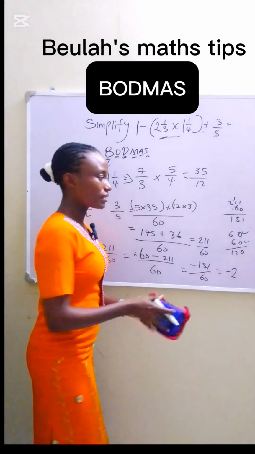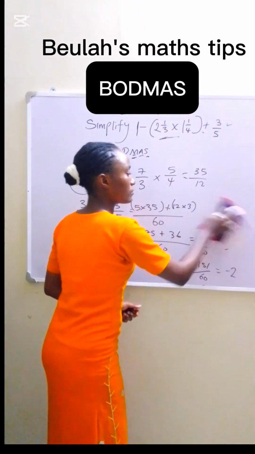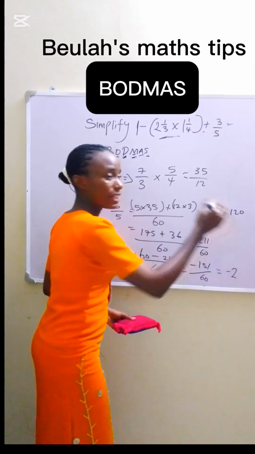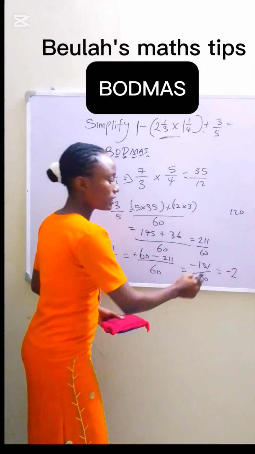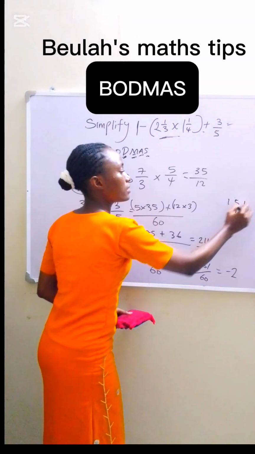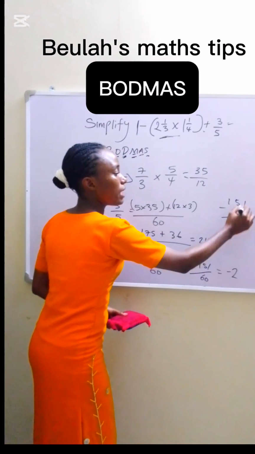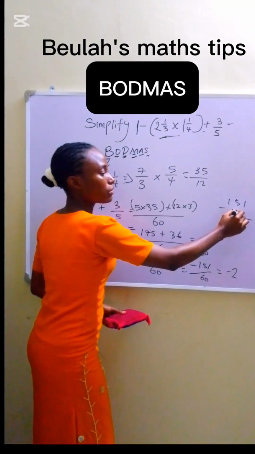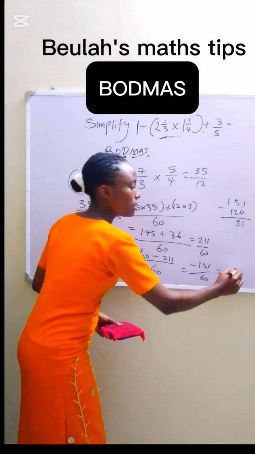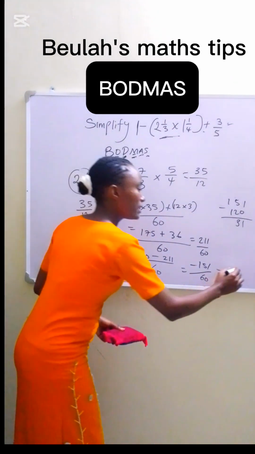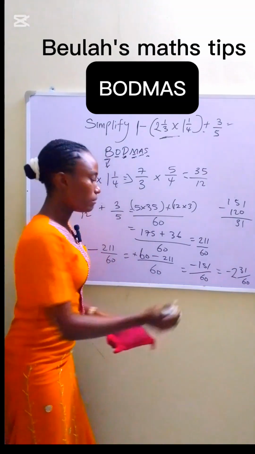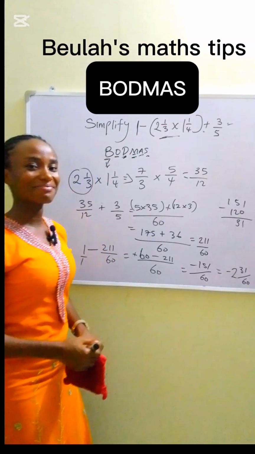What remains? Let us check. We got 120 when we added 60 plus 60. Now take away 120 from 151. 151 minus 120, what are we going to have? 1 minus 0 is 1. 5 minus 2 is 3. 1 minus 1 is 0. So my answer is what? Minus 2 whole number 31 over 60. Why am I putting over 60? Because that's what we used to divide it.